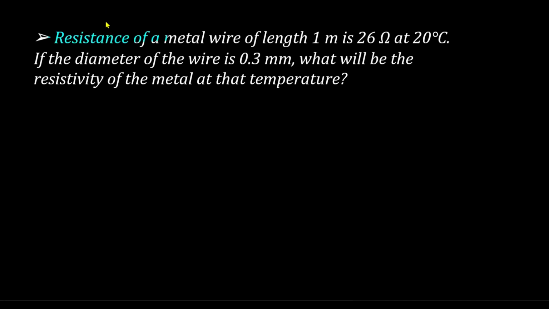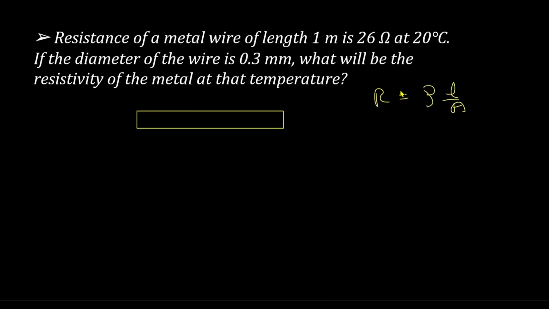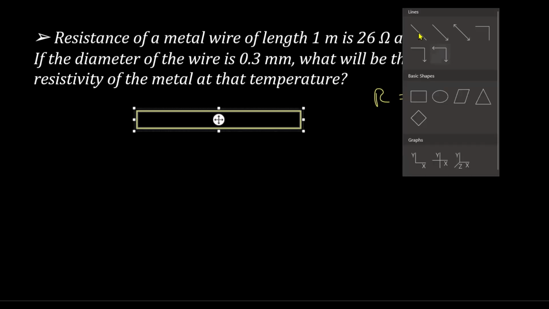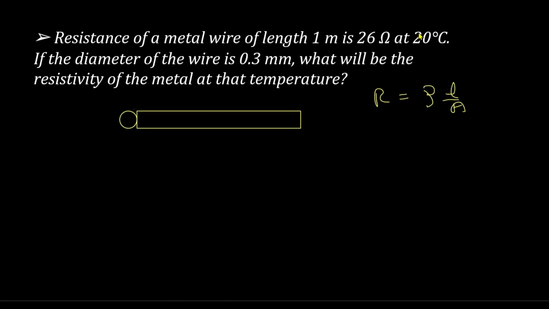In this question, it says the resistance of a metal wire of length L. Before we read the question, I should tell you first, this question is based on the formula R is equal to rho, that is resistivity, L over A. If I take a wire here, the thing you need to understand is the area of cross section. A cylindrical wire is circular, so we should consider the area of cross section, which is pi r square, and L being the length here.